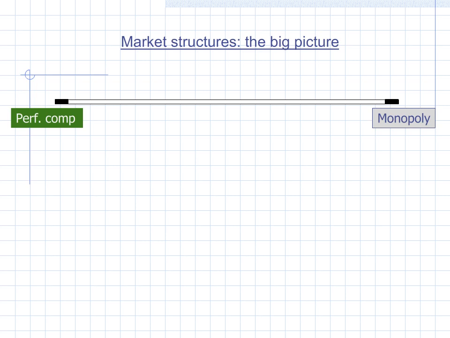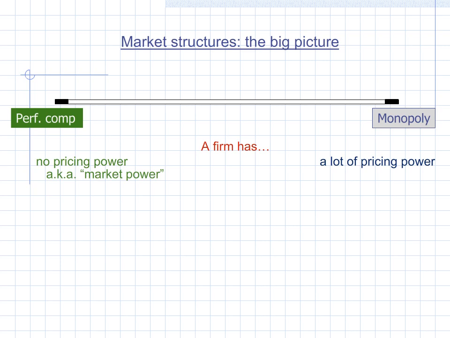So just to remind you, in perfect competition, there are many firms, therefore an individual firm has no pricing power. Whereas in monopoly, because there is one firm producing a unique product, that firm has a lot of pricing power. That pricing power is sometimes referred to as market power, even though this term is less intuitive.